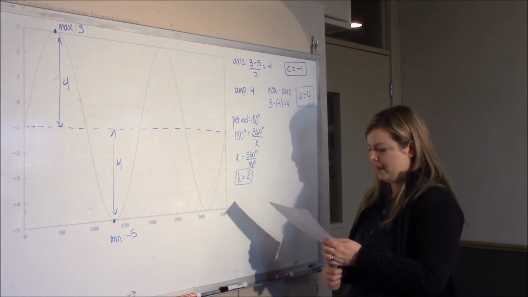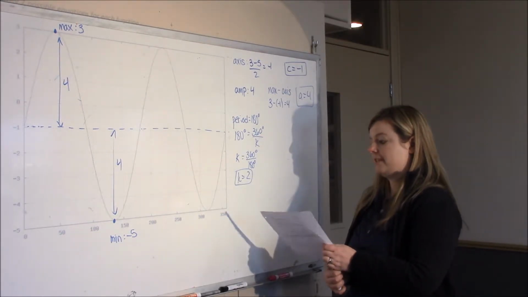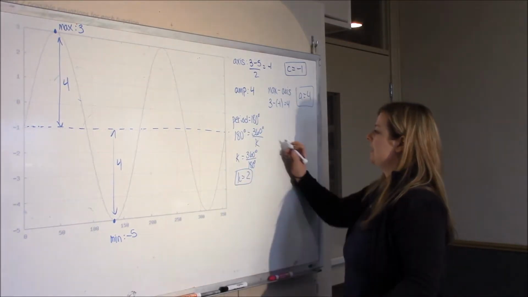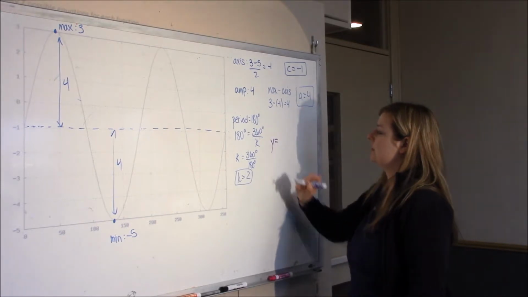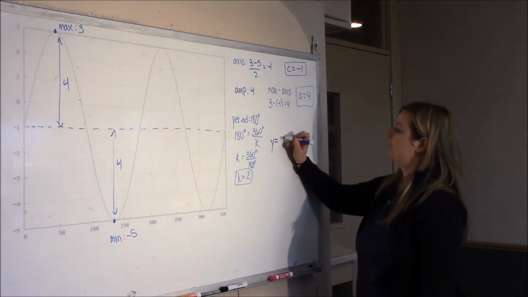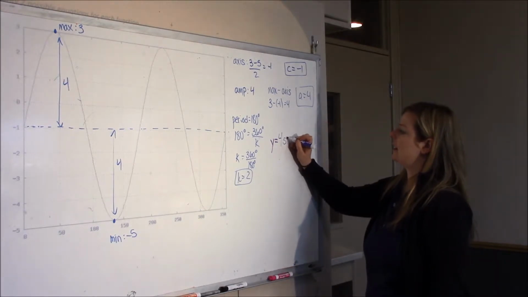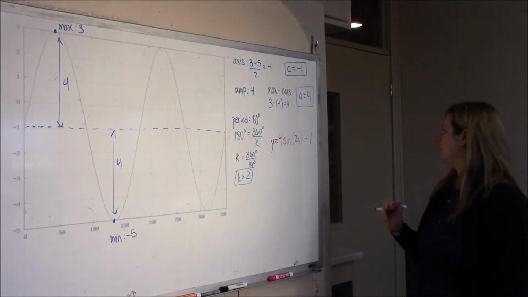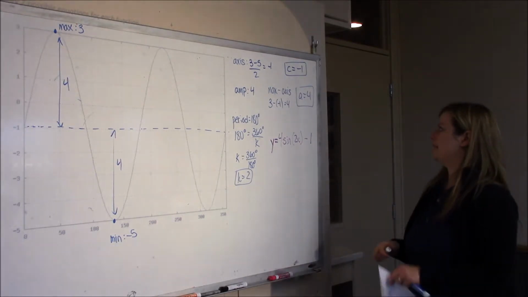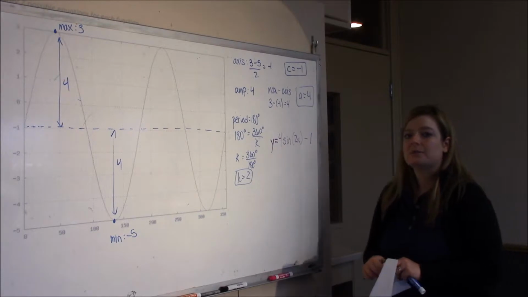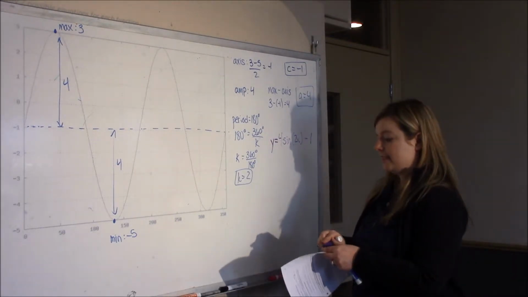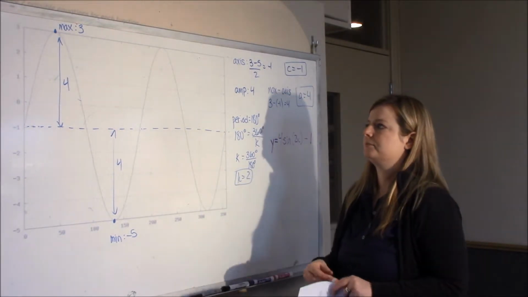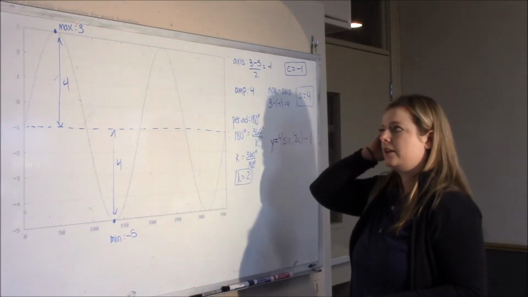Now, there's no phase shift if you use sine, because it starts on an axis. So if we're using sine, then our equation would be 4, that's our A value, sine 2x minus 1. We have the A value, the K value, and the C value. Now, if we want to use cos, we just need to incorporate a phase shift.